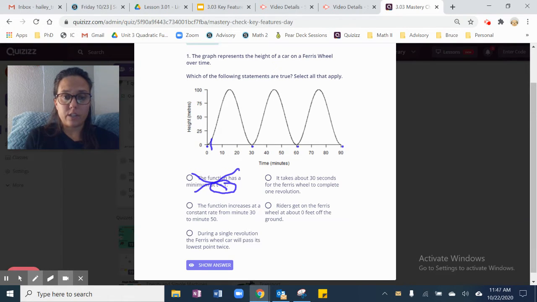The function increases at a constant rate from 30 to 50. We already know that's not true because it's a curved line, right? No curved lines can have a constant rate of change, so that's no.